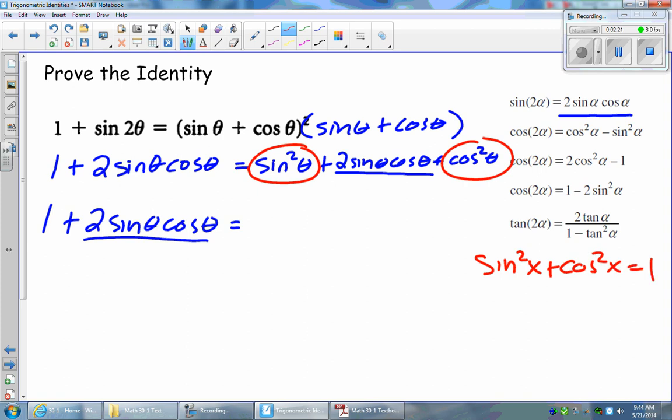So I'm going to put those two together, add them, and I get 1 plus 2 sine theta cos theta. So as I can see here, both sides are equal to each other. So that means I am complete with my proof.